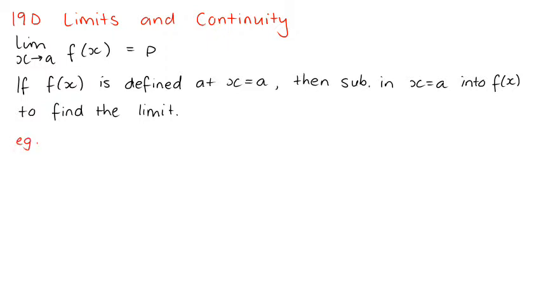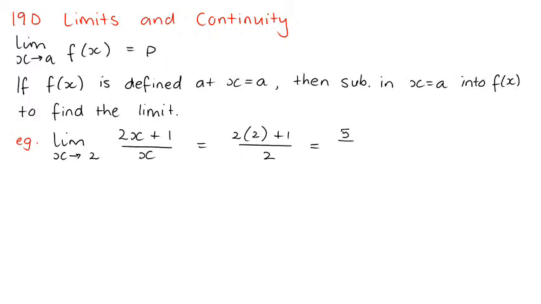So, for example, we've got the limit as x approaches 2 of the function 2x plus 1 over x. All you do is sub in x equals 2. That gives us 2 times 2 plus 1 over 2, which gives us 5 over 2. If you drew this function on a graph, you would see that as you get closer to x equals 2, y gets closer to 5 on 2, 2.5.